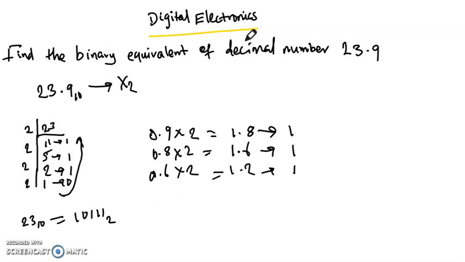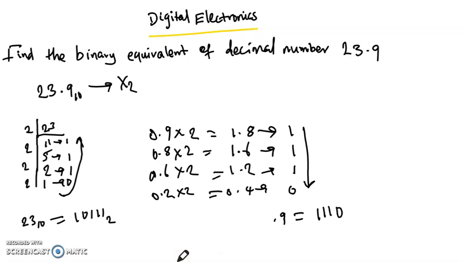Here you have to truncate according to the decimal places, or according to how you are expected, or the instructions that have been given to you. If you are to go up to the fourth one, then you continue. If you go up to the fourth one, you will have 0.2 multiplied by 2, which will be 0.4, and we take this 0. Therefore, remember, we take from top to bottom. So 0.9 is nothing but 1110.